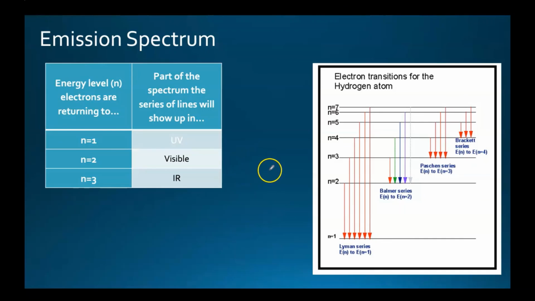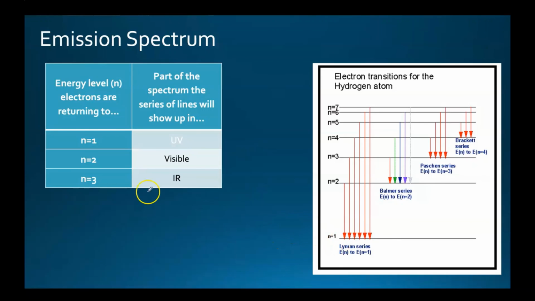Okay, so when electrons return to energy level 1, it's going to show up in UV. And when electrons return to energy level 2, it's going to show up in the visible part of the spectrum. And when electrons return to energy level 3, it's going to show up in the IR part of the spectrum. Okay, and depending on the energy level they are returning to, they are actually named differently.